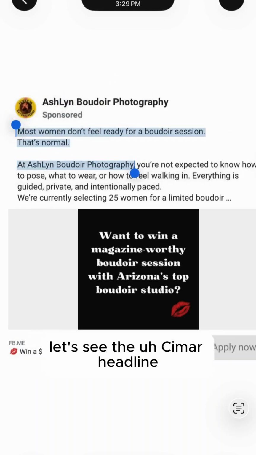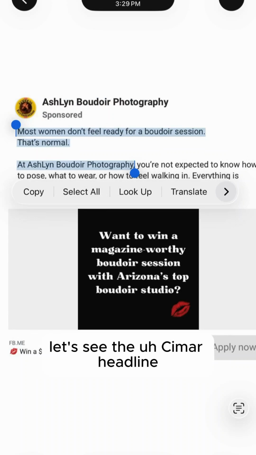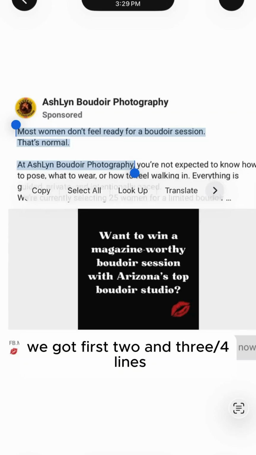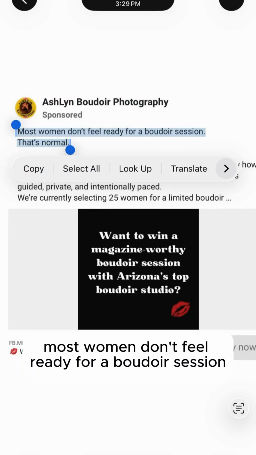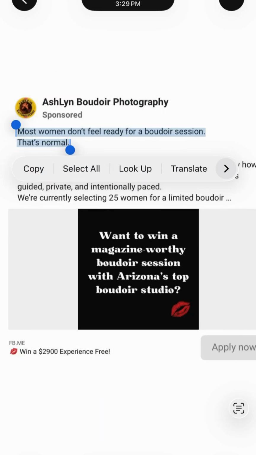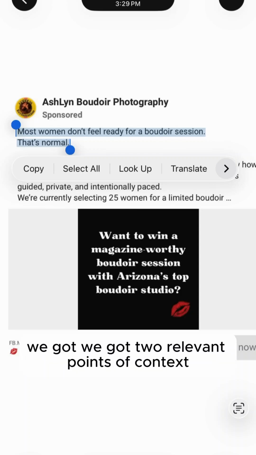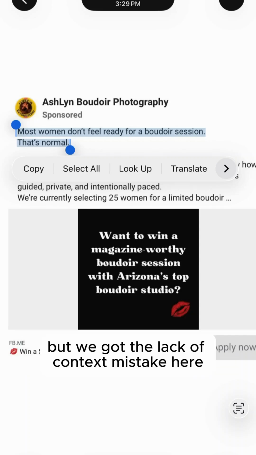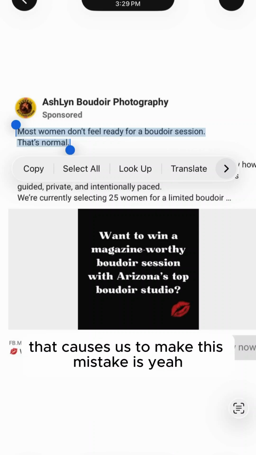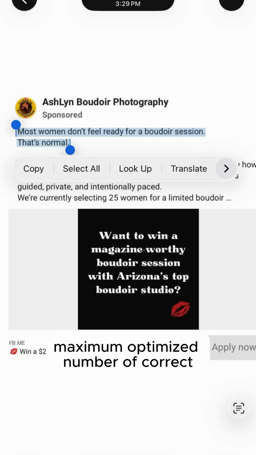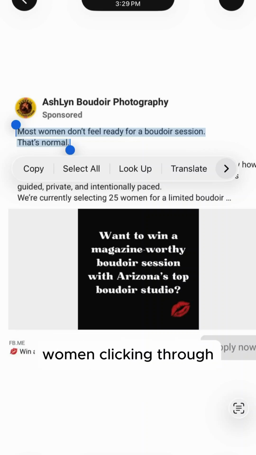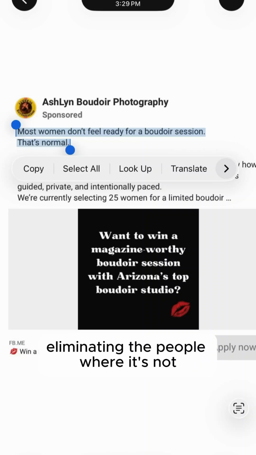Yep. And the CMAR headline. We got the first 2 3/4 lines on Facebook newsfeed mobile, but we're only using looks like a line and a quarter. Most women don't feel ready for a boudoir session. That's normal. All right, we got two relevant points of context, but we got the lack of context mistake here. The false belief that caused us to make this mistake is, yeah, we feel we got enough context to have the maximum optimized number of correct women clicking through, eliminating the people where it doesn't make sense for them to click.